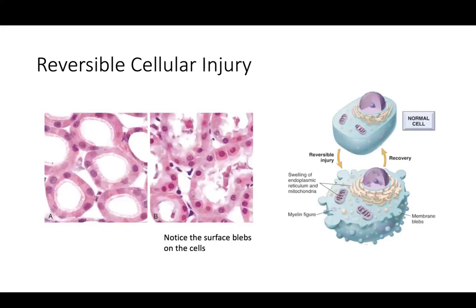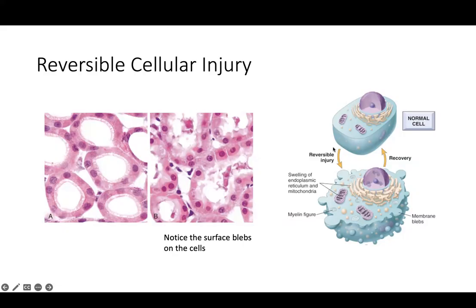So if we look at a reversible cellular injury, this is a normal epithelium of the kidney. Actually, these are kidney tubules. These are cuboidal cells, simple cuboidal cells. These are renal tubules. And this is an injured area of renal tubules. The cells still look somewhat recognizable, but one of the things that happens when a cell gets injured, even if it's a reversible one, you get these little surface blebs, these membrane blebs that occur. And you can see some of them, these little outpouches of the membrane. There's a good one there.